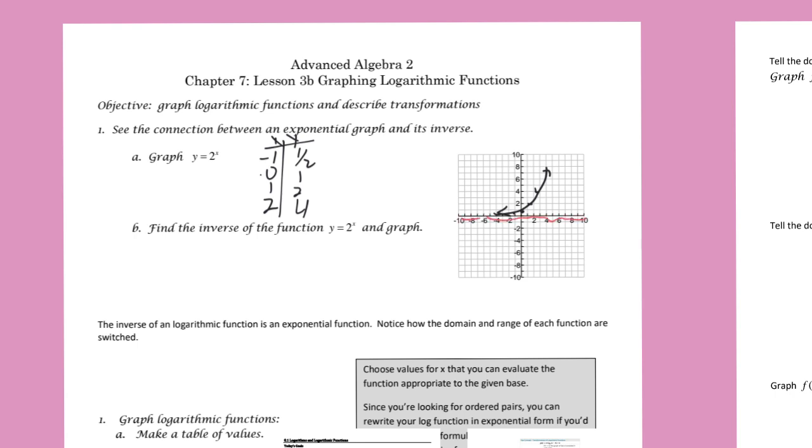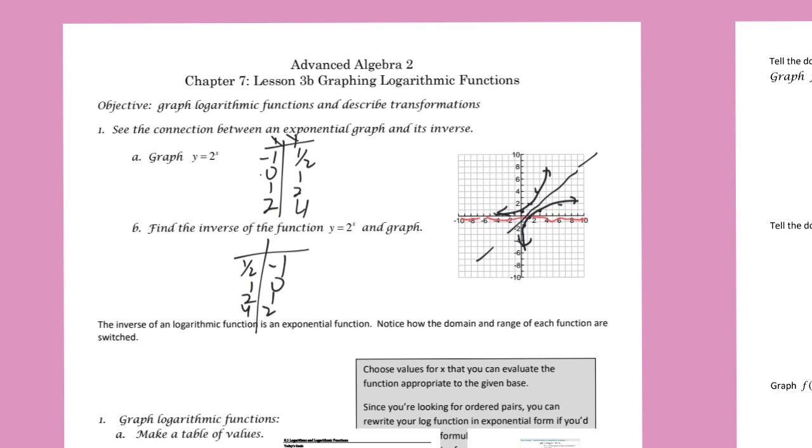And then if you want to find the inverse of this function, you reverse the x and the y, so you get a half is going to be negative 1, 1 is 0, 2 is 1, and 4 is 2. And I think the big thing would be to plot those, okay? And you're going to get this function here, which is going to be symmetric to the line y equals x, because that's what happens when you get an inverse.